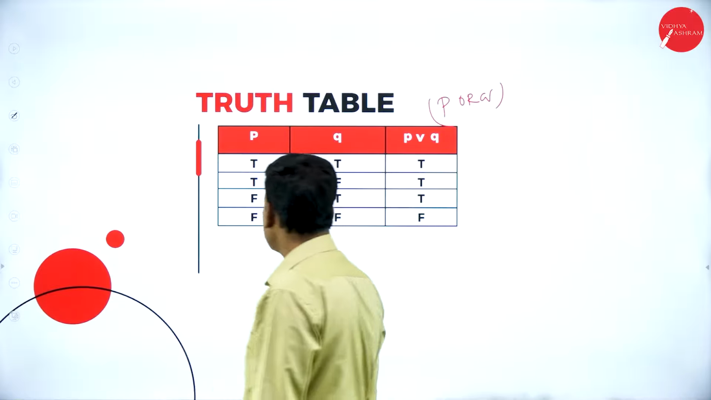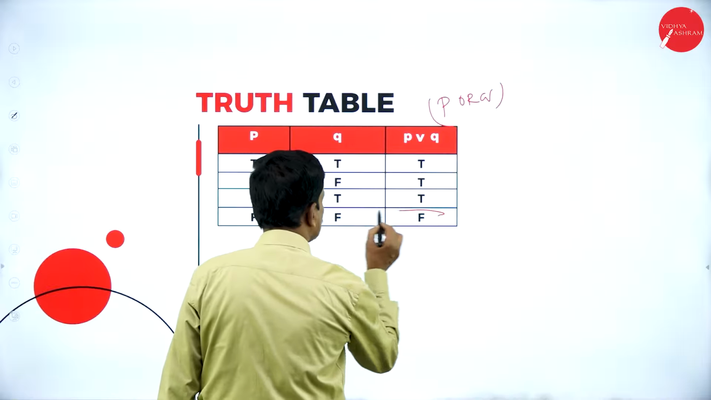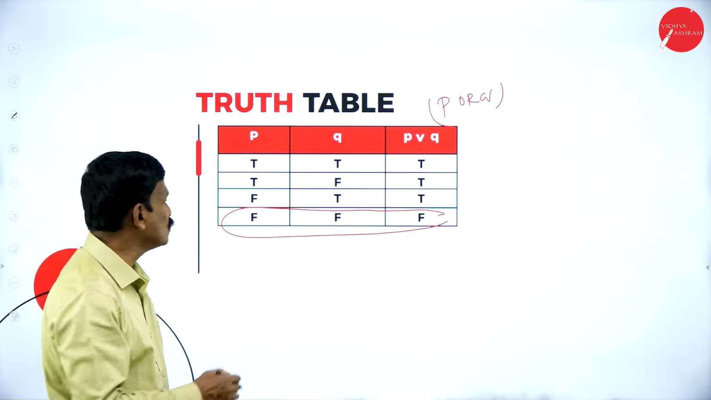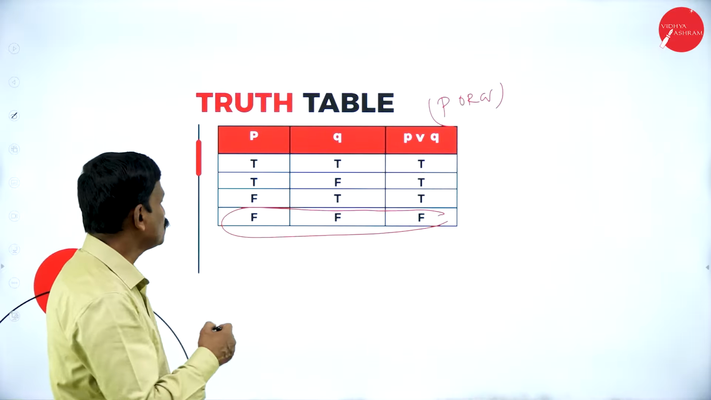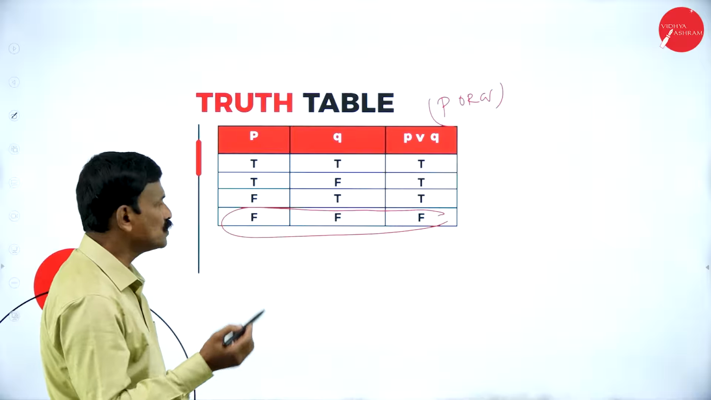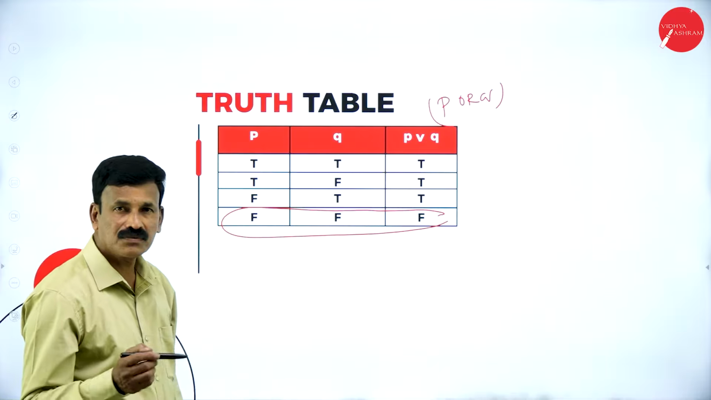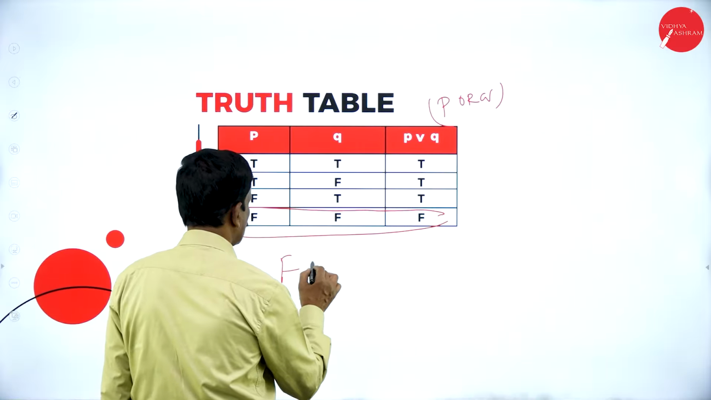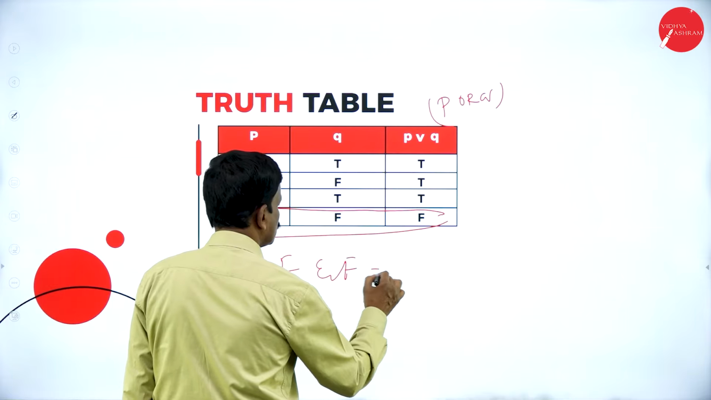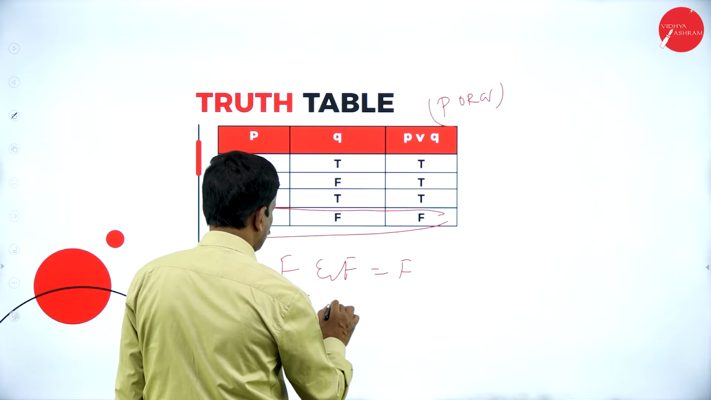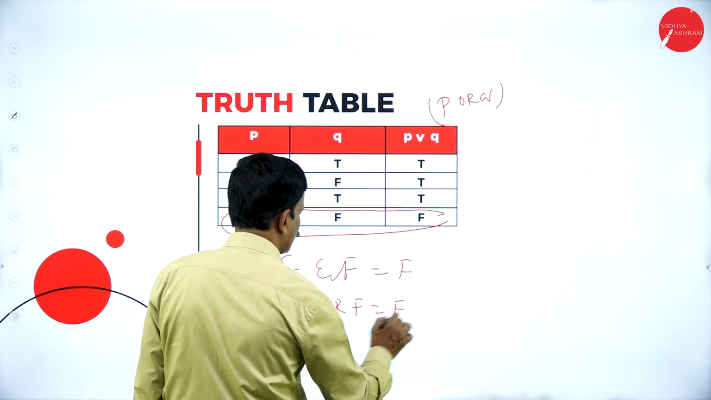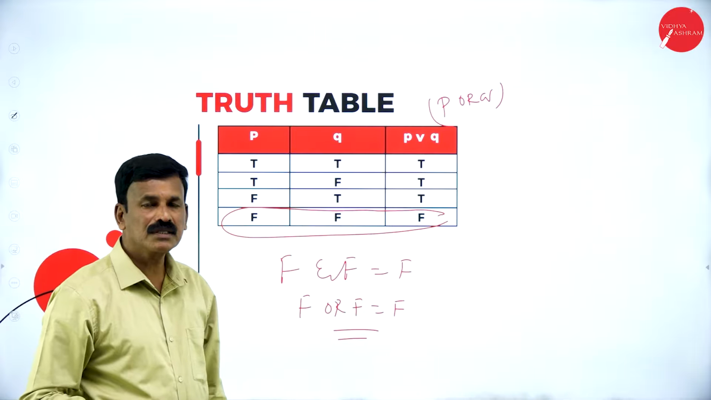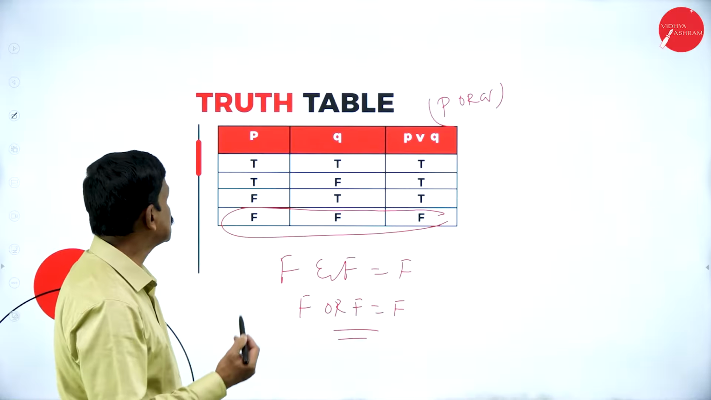Now, in case of disjunction, false and false is false. In all other cases, it is true. So, true and true is true. True and false is true. False and true is true. False and false is false, that is, F or F is equal to F. In other cases, it is true. So, this is how we write the truth table for a disjunction.